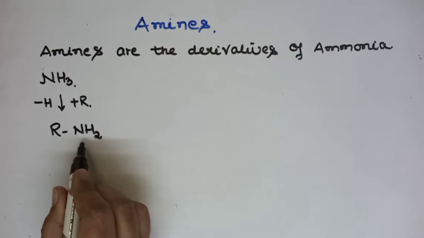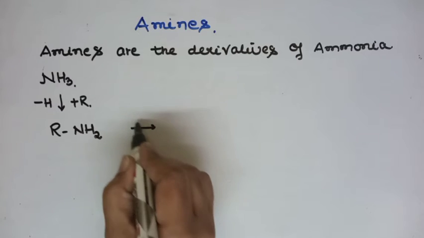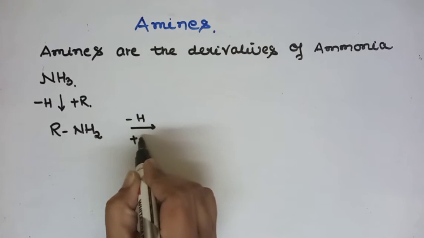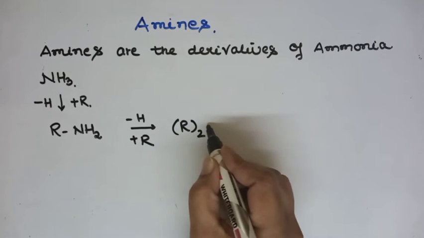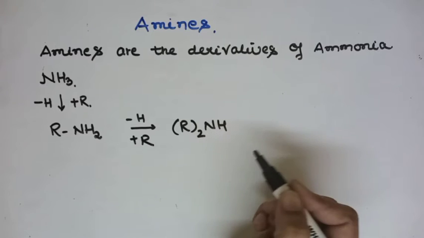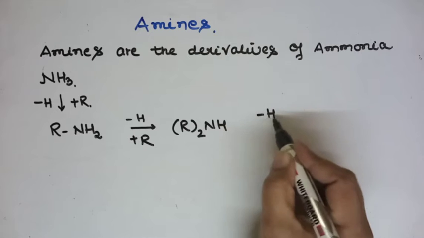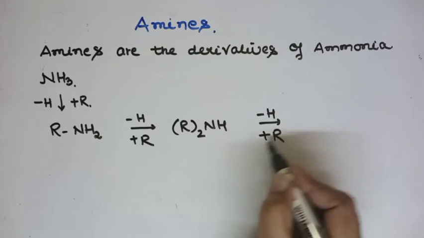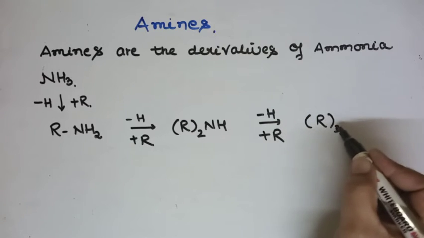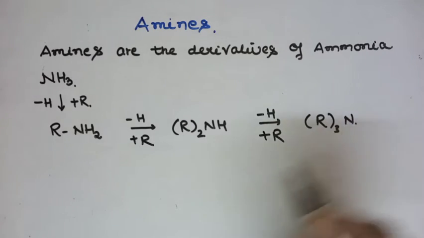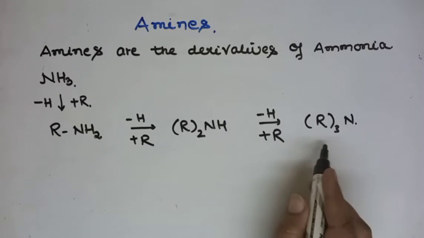It can proceed in the same way. Again, we can replace one of the hydrogens by this alkyl group, and now we get R2NH. This process can still continue, and if we replace even the third hydrogen atom by this alkyl group, we get this trialkyl amine. So in this case, we have so many kinds of amine.